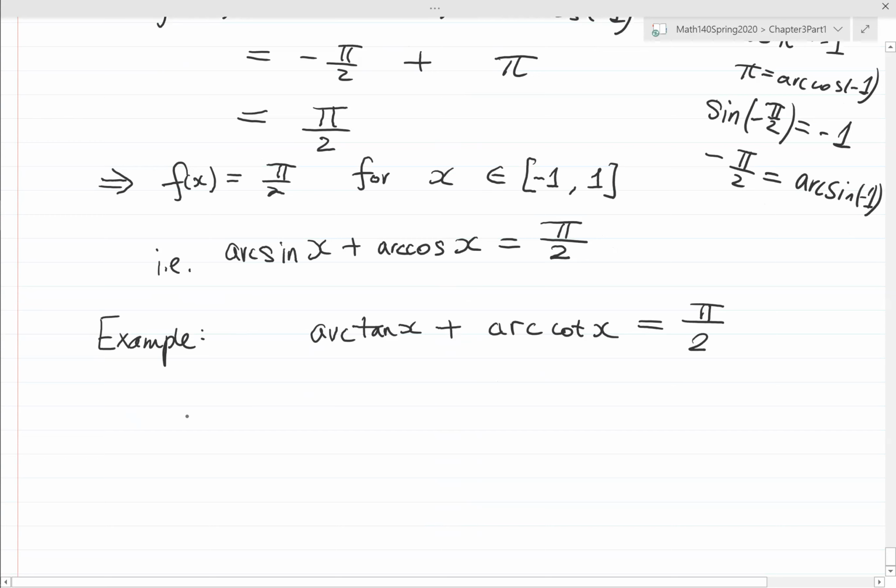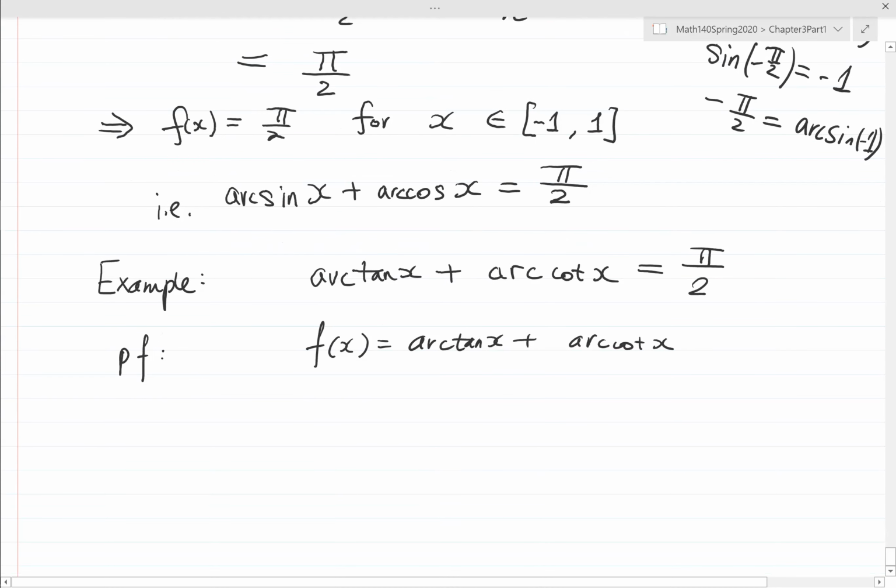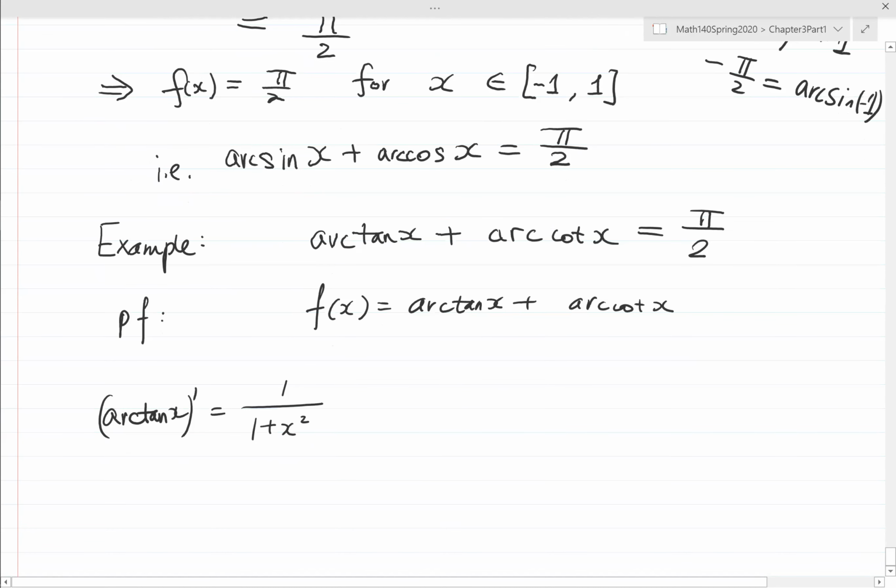So how do we prove it? We again let f(x) be arctangent x plus arccotangent x. Okay, remember the arctangent derivative. The derivative of arctangent x, we did this, check your notes, is 1 over 1 plus x squared. Arccotangent: remember, once we have a co, we have negative 1, so we apply the negative 1.